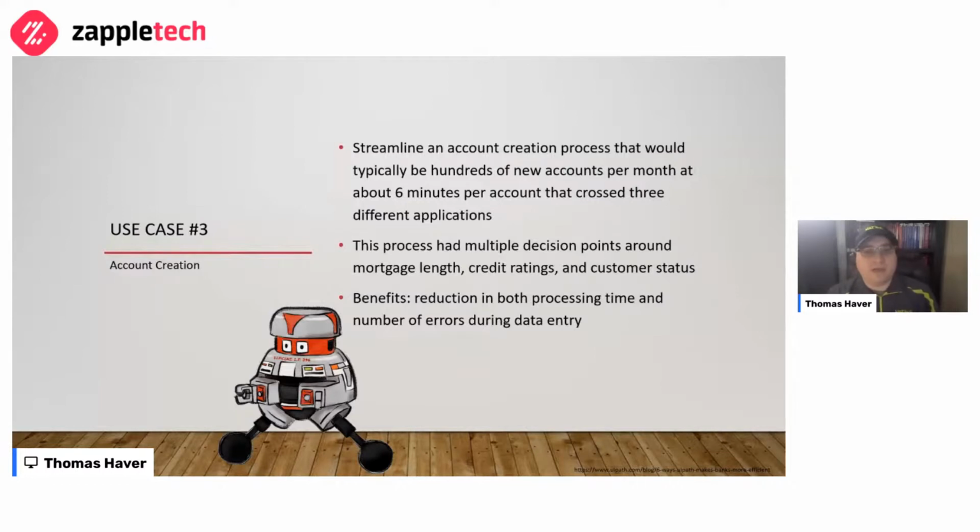So if you have an RPA process in place that skips through multiple decision points around mortgage length, credit ratings, customer status, and whatever conditions you can think of, you can go through and do the appropriate test data generation that reaches out to those external systems as well and generates the necessary test data for you to test at various points of that loan stage. So this can result in a reduction of processing time and the number of data entry errors that you'll end up having. In this instance, because this is a multiple day long process, having RPA in place will help us stage all the data we need for our testing activities.